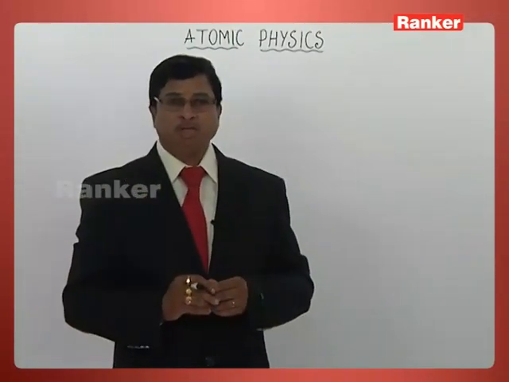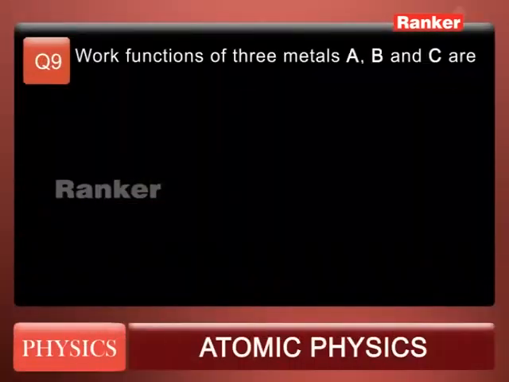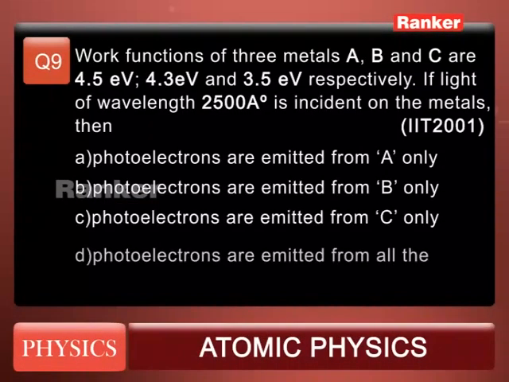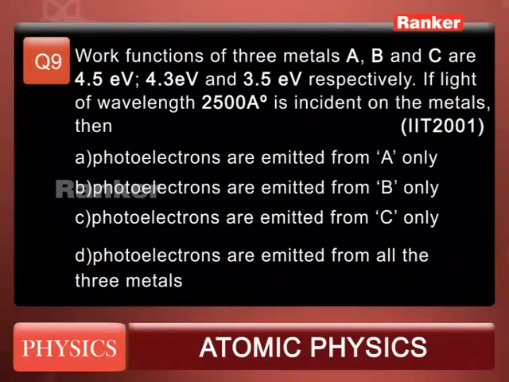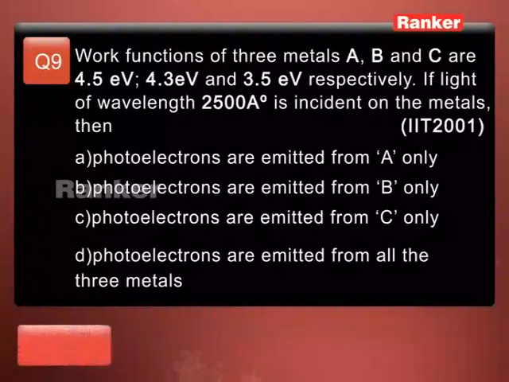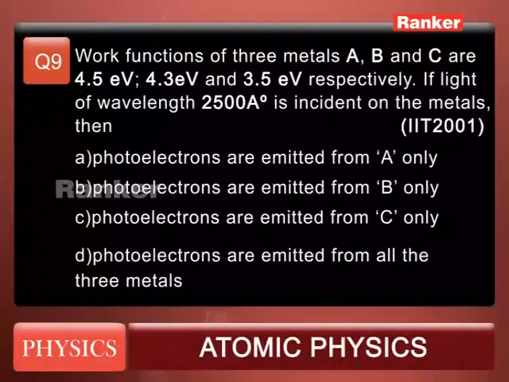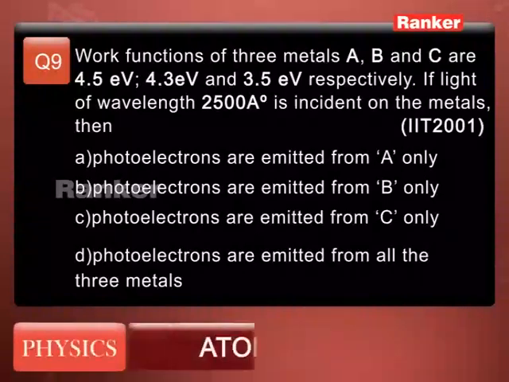Now the next is problem 9. Work functions of 3 metals A, B and C are 4.5 electron volt, 4.3 electron volt and 3.5 electron volt respectively. If light of wavelength 2500 angstroms is incident on the metals, then what happens?